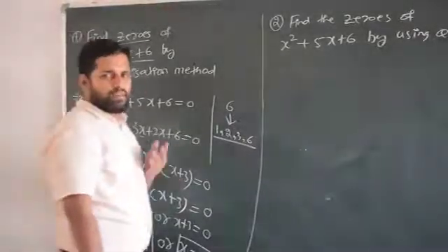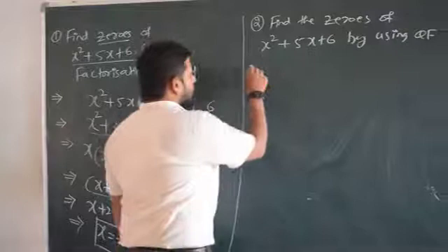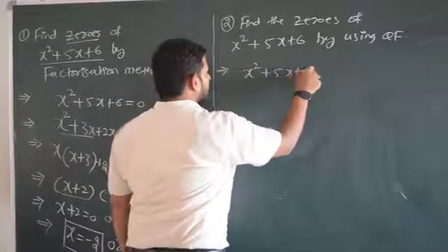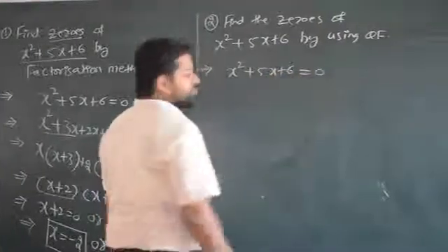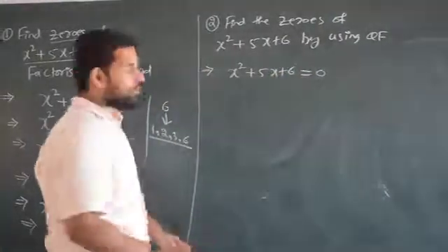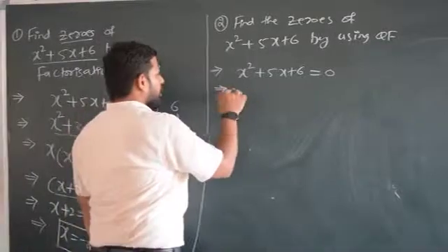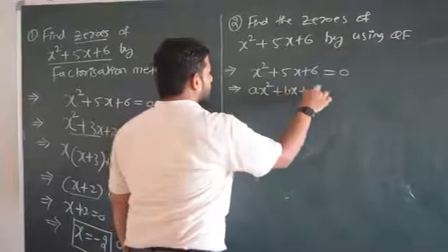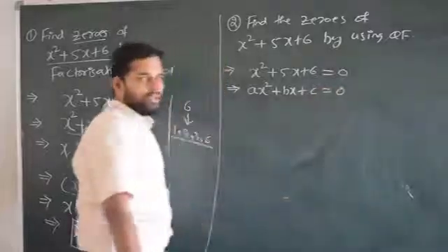It's very simple. Already I taught you, and let us take this. So let us write this x square plus 5x plus 6, and I have to make it equal to 0. Now the first thing you are supposed to do here is you have to compare it with ax square plus bx plus c is equal to 0. What is the first thing?